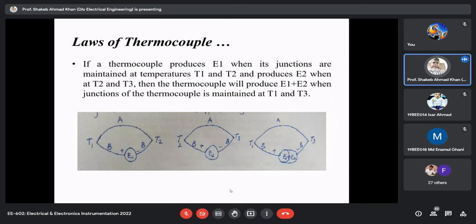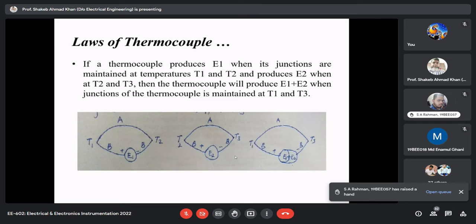Now I'm coming to the final law. Here you can see that we are having metal A and B, and junction temperatures T1 and T2. Then we are having again metal A and B, and junction temperatures are T2 and T3. Here it is T1 and T2, here T2 and T3. So one of the junction temperatures is common. So output is E1 and output is E2. Now if we maintain the thermocouple at T1 and T3, then output will be equal to E1 plus E2. This is the last law, the empirical law. Is it fine to all of you?